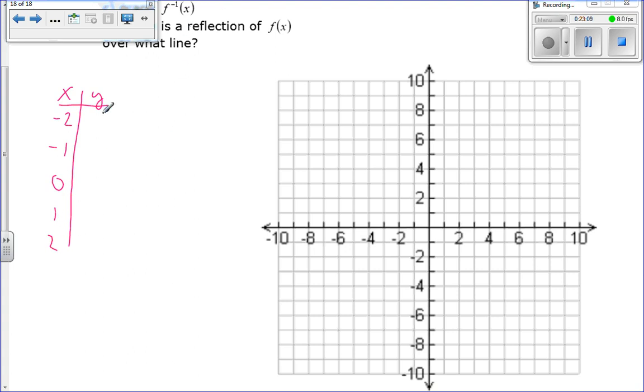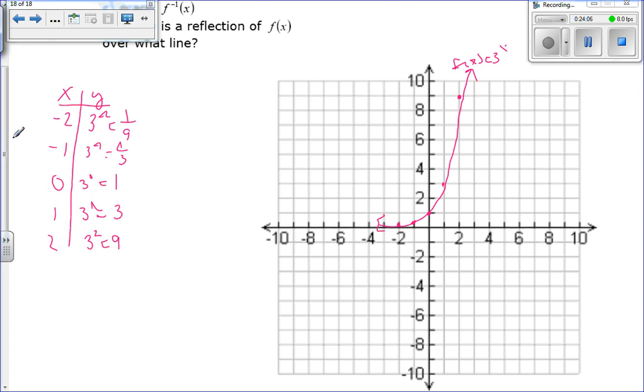And since my function is 3 to the x, this is 3 to the -2, which is 1/9. This is 3 to the -1, which is 1/3. 3 to the 0 is 1. 3 to the first is 3. And then finally, 3 squared is 9. So come over on the graph. There's 1/9, there's 1/3. There's 1, there's 3. There's 9. And this is f of x equals 3 to the x.